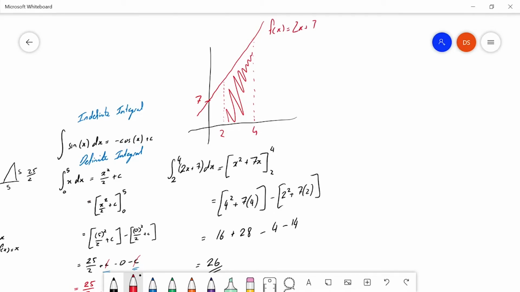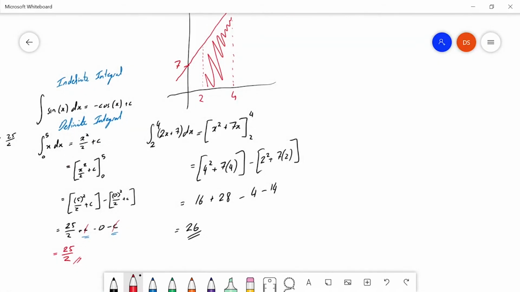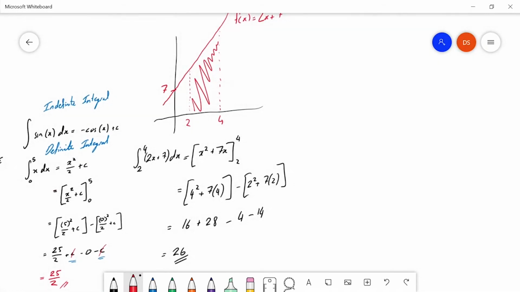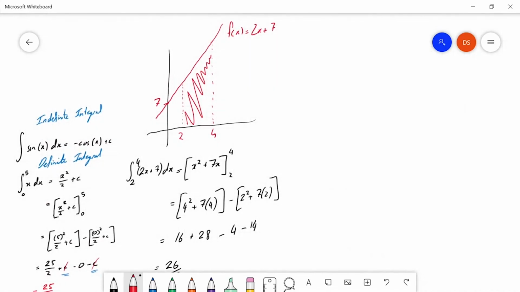It is a trapezium, but it's probably easier to work out the area using integration than to try and find two trapezia. And that's what's really exciting. Instead of finding the area of trapeziums, you just find the area using integration.